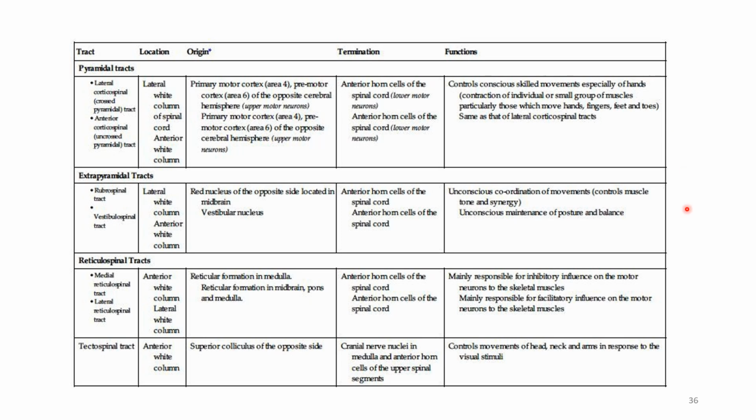So it is in tabular form. You can see pyramidal tracts, extrapyramidal tracts. Pyramidal tracts, lateral and anterior. First you have to say from where they are arising, then the pathway and their termination. From where are they arising? From area number 4, primary motor cortex, and area number 6, premotor cortex of the opposite cerebral hemisphere. So lateral and anterior corticospinal tract. Lateral is the crossed one, anterior is the uncrossed one. It will control the skilled movements, especially of the hands. They are present in the lateral white column of the spinal cord, and anterior is present in the anterior white column of the spinal cord.